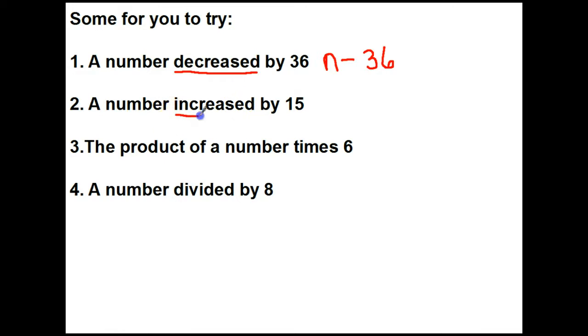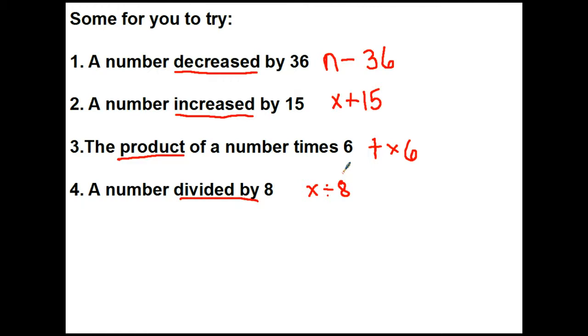A number increased by 15. Let's switch to x. I'm tired of n. And we're going to increase it by 15. The product of a number times 6. Okay, product tells us we're going to multiply. Let's do t. I'm tired of these others. t times 6. And then finally, a number divided by 8. Well, that's pretty simple. We'll go back to x. x divided by 8.